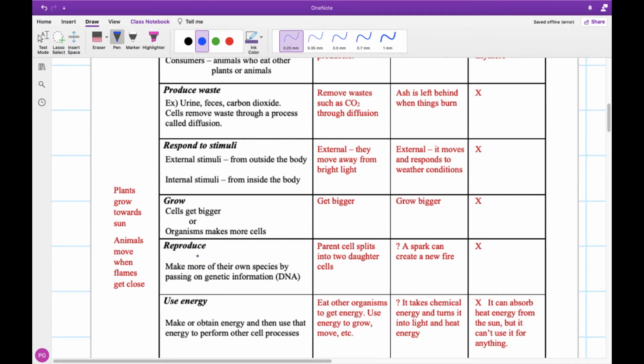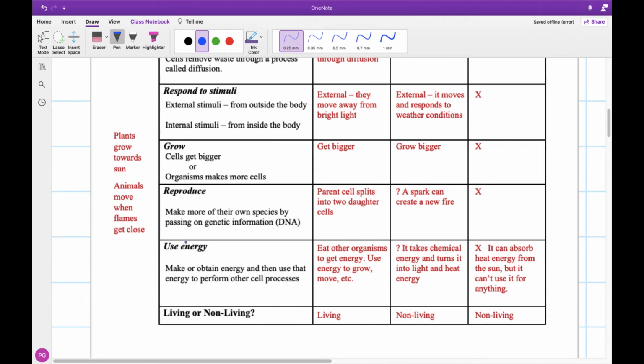Our organisms, to be living, need to reproduce. They need to make more of their own species, pass on their genetic information. For amoebas, their parent cells can split, like we said. They can get bigger and eventually split, like we saw in our last lesson. Fire kind of reproduces in that, a fire can spread and start more fires, or sparks can create new fires. Firewood, not so much.